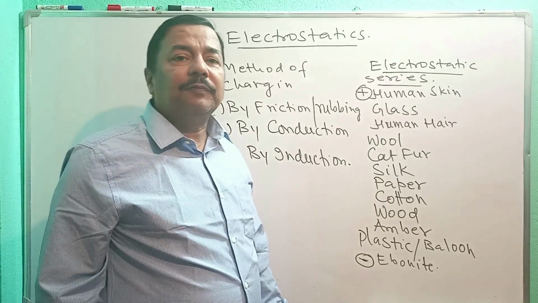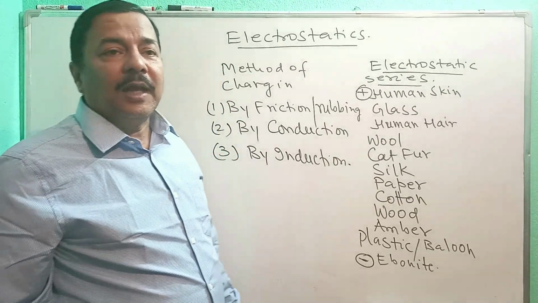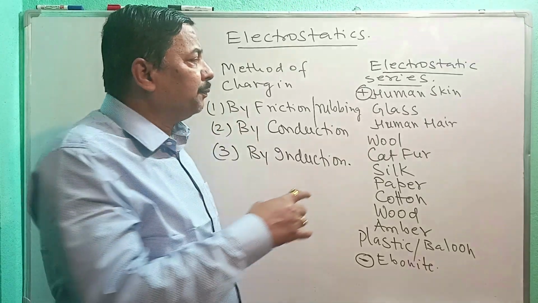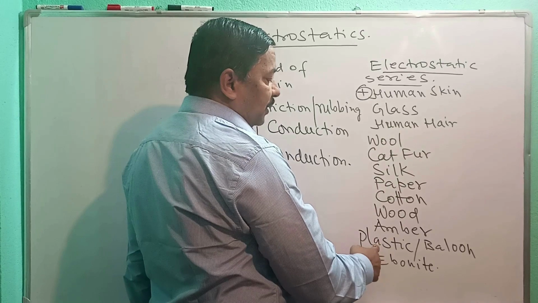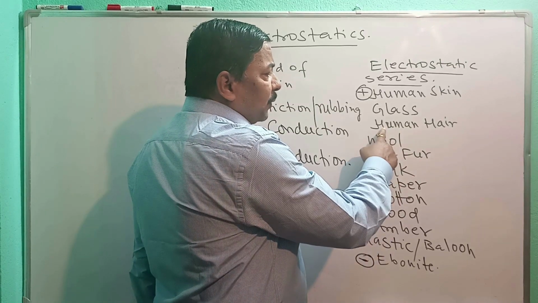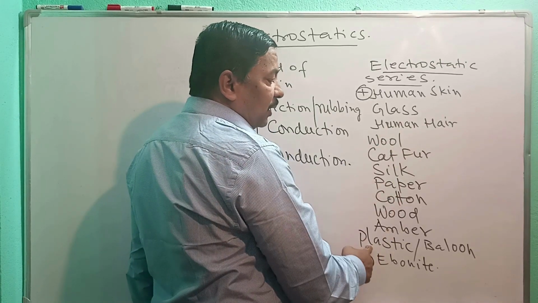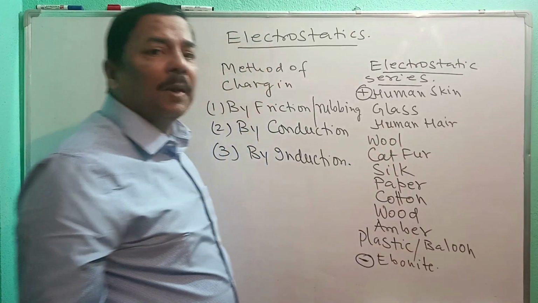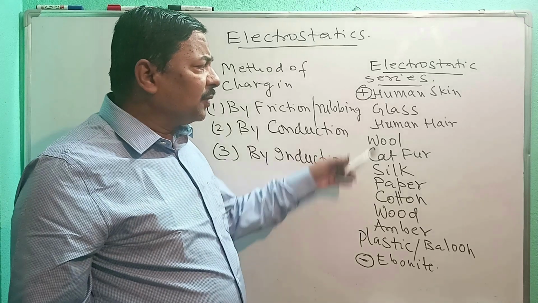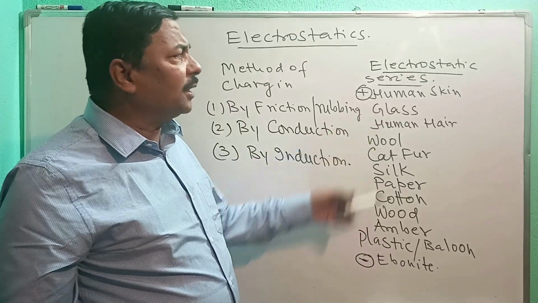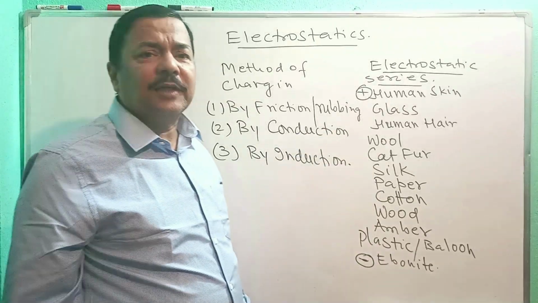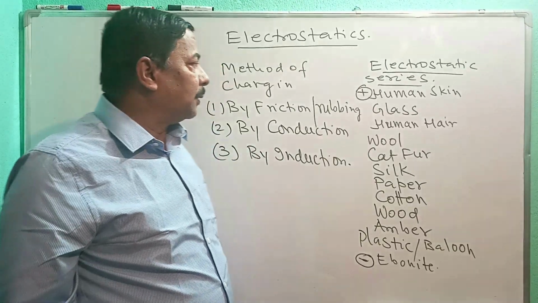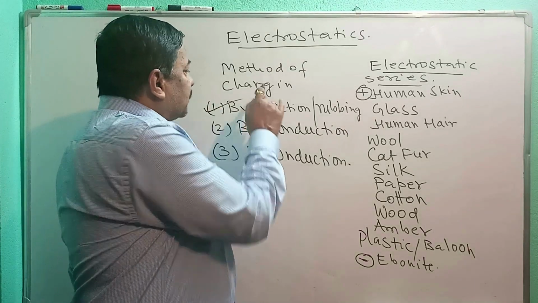The common example that we have considered is the case of comb and human hair. Human hair will lose electrons and the comb will gain electrons. So the comb will become negatively charged and human hair will become positively charged. This is the common electrostatic series by which you can easily understand which body will lose electrons and which body will gain electrons. So this is electrostatics by friction.